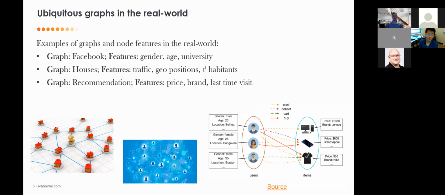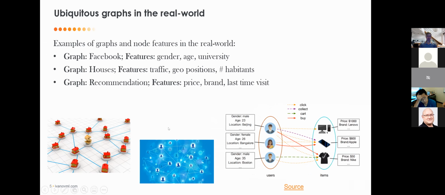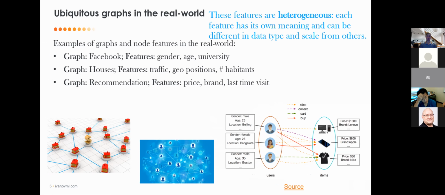For example, we have the graph of Facebook, where features are gender, age, and university of each particular person. We have a graph of houses, where features are traffic, geographical positions, and number of inhabitants per area. Or we have recommendation graphs, where features are price, brand, last time visits, and others. And we call such features heterogeneous because each feature has its own meaning, and it can be different in data type. For example, it could be Boolean or string, and it has a different scale from others.